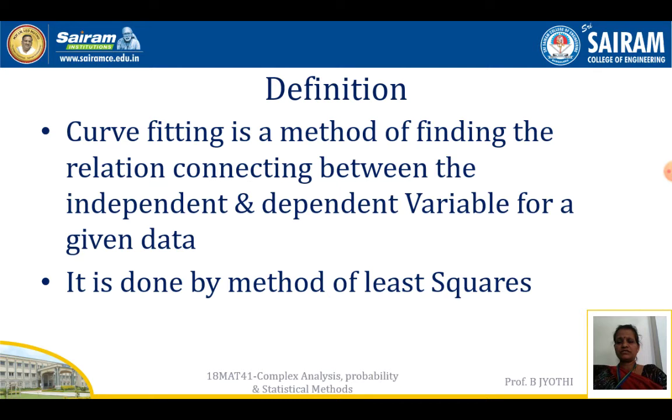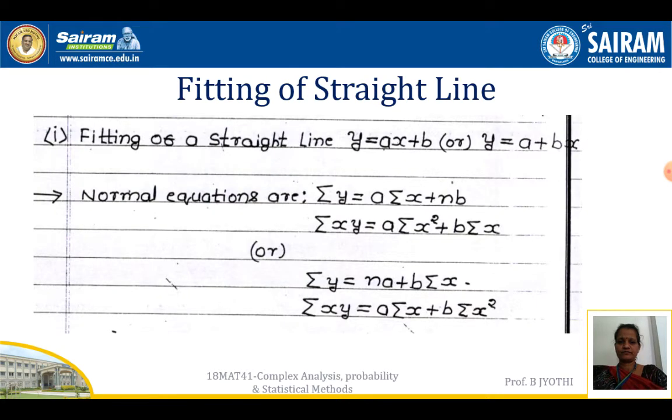The definition: curve fitting is a method of finding the relation connecting an independent and a dependent variable for the given data. It is done by the method of least squares. Fitting of a straight line, y is equal to ax plus b or y is equal to a plus bx.